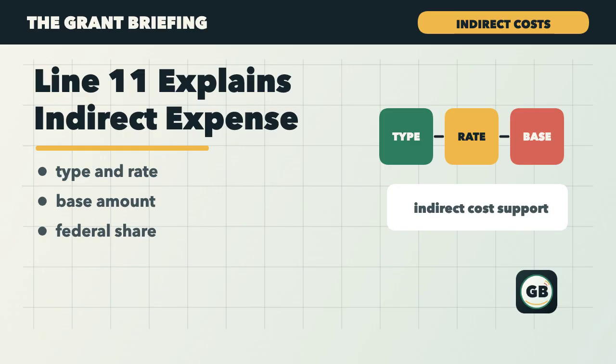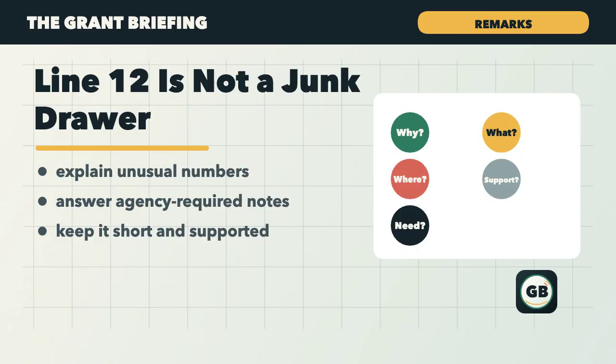For line 11, the form asks about indirect expense. The instructions break it into the type of indirect expense, rate, period, base, amount charged, and federal share. Whether your organization uses a negotiated rate or a standard 10% rate when allowed, the form should match the method approved for the award. For line 12, use remarks for required explanations. Use it when a number needs context, when the agency asks for specific support, or when a timing issue would otherwise look strange. Keep the explanation short, factual, and connected to the records you can produce later.